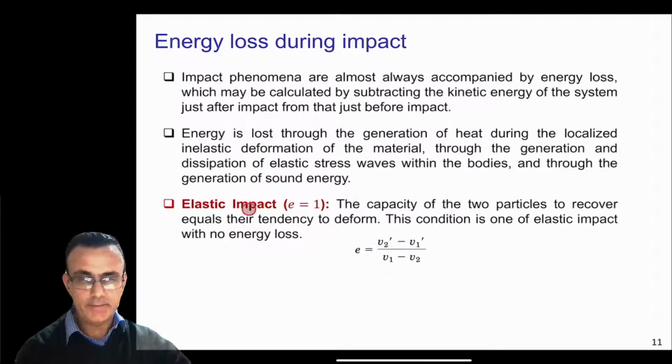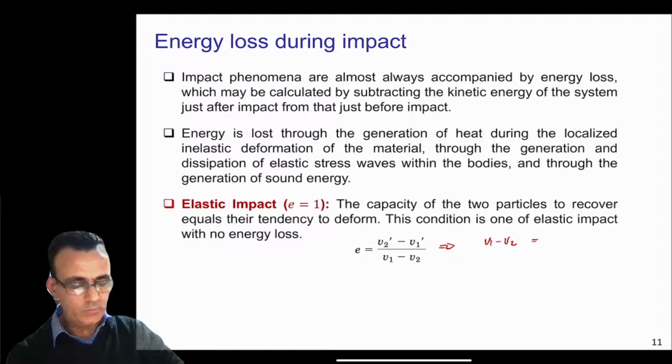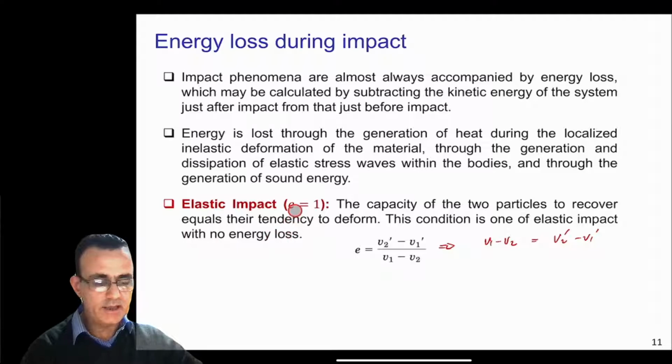Now there are different types of impacts that you can talk about based on E, the coefficient of restitution. This was the equation of the coefficient of restitution: E is equal to v2 dash minus v1 dash, the relative velocity after impact, over v1 minus v2, the relative velocity before impact. Based on this equation, you can classify the impact into different forms. One is the elastic impact, where E equals 1. This means that v1 minus v2 will be equal to v2 dash minus v1 dash. This impact is what we call the elastic impact.